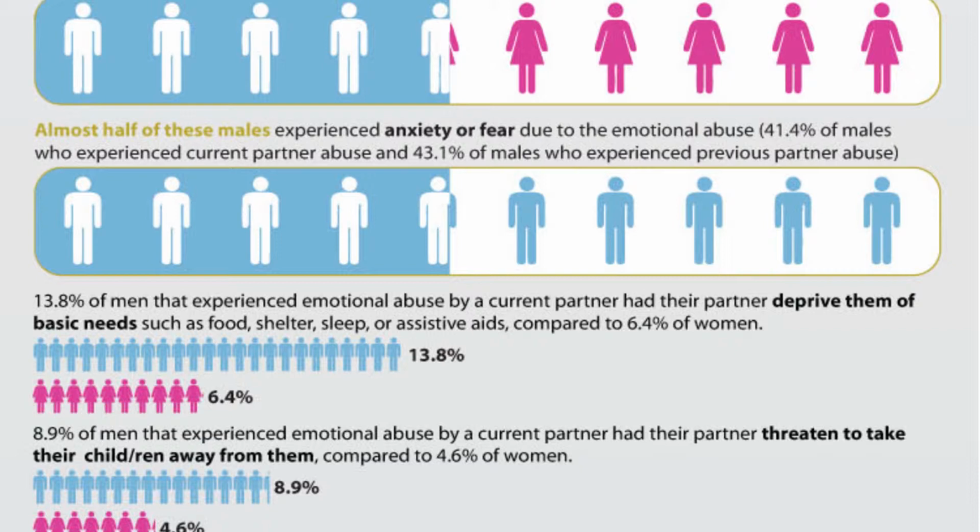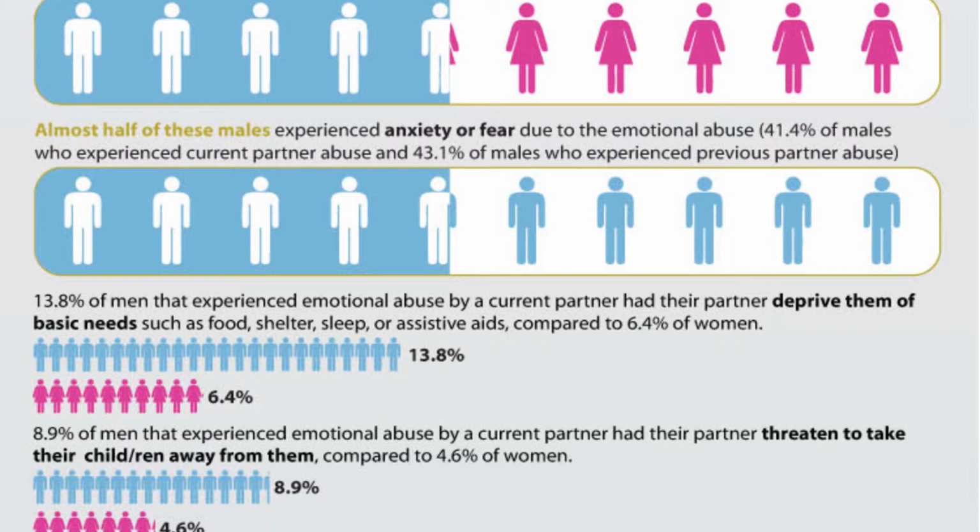13.8% of men that experienced emotional abuse by a current partner had their partner deprive them of basic needs such as food, shelter, sleep, or assistive aids, compared to 6.4% of women. 8.9% of men that experienced emotional abuse by a current partner had their partner threaten to take their child or run away from them, compared to 4.6% of women. 38.5% of men that experienced emotional abuse by a previous partner had their partner lie to their child with the intent of turning them against them, compared to 25.1% of women.